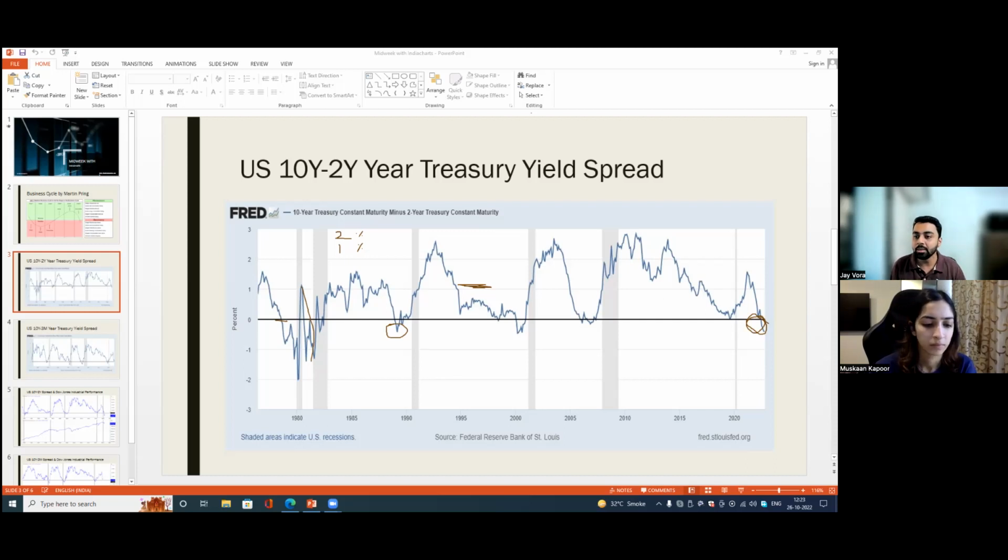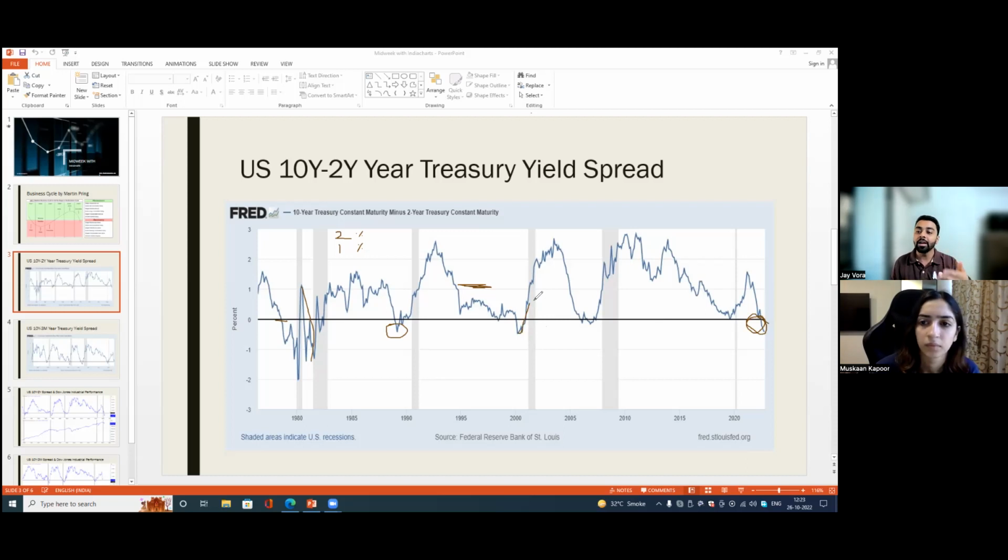So the interesting part over here is, it is not when you go down below the zero line that the recession starts. It is when this starts steepening again, which means that the differential between the short term and the long term bond starts getting back to normal. That is, the 10-year trading higher than the 2-year. That is when you start getting the recession.